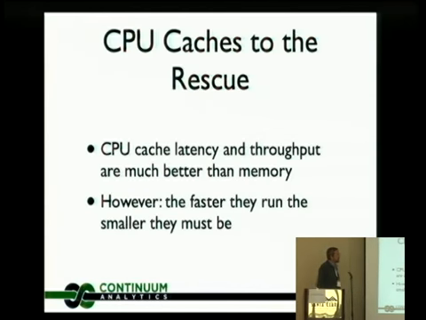So vendors realized that a long time ago. This is why they introduced the CPU caches. The idea of the CPU cache is to take some part of the memory and move it directly to the CPU. As these caches are closer to the processor, both the latency and the throughput are much better than memory. However, the faster the caches run, the smaller they must be because of the power dissipation problem.